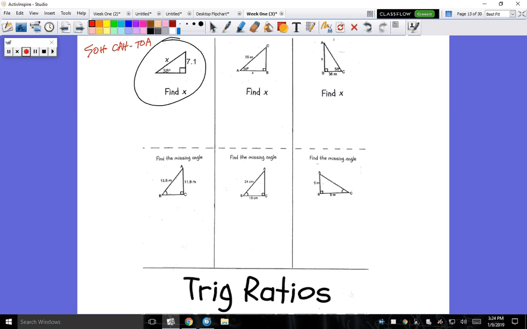When do you use SOHCAHTOA? Because there's all kinds of triangles, guys. There's scalene, there's right, there's obtuse, there's acute, isosceles, only right triangles. Only right triangles.